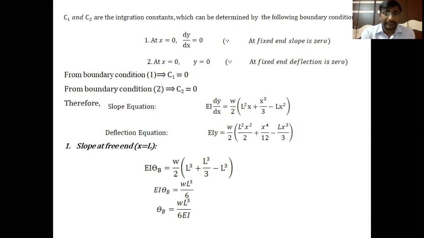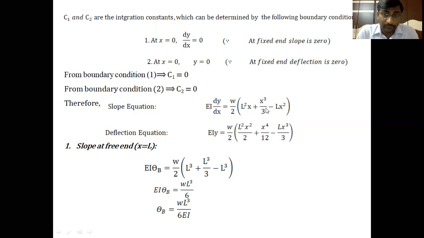At the free end, the x value is L. If you want to find the slope and deflections at the center of the beam, then x becomes L by 2. At the fixed end, x is equal to 0. At the free end, x value is L. So slope at the free end means at x is equal to L. By substituting the x value as L, we will get the slope at the free end.